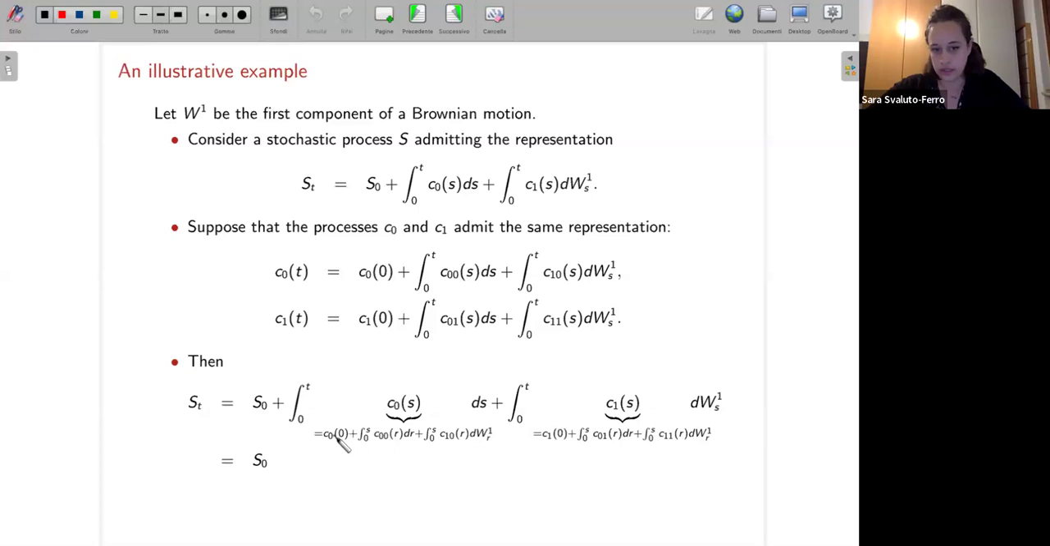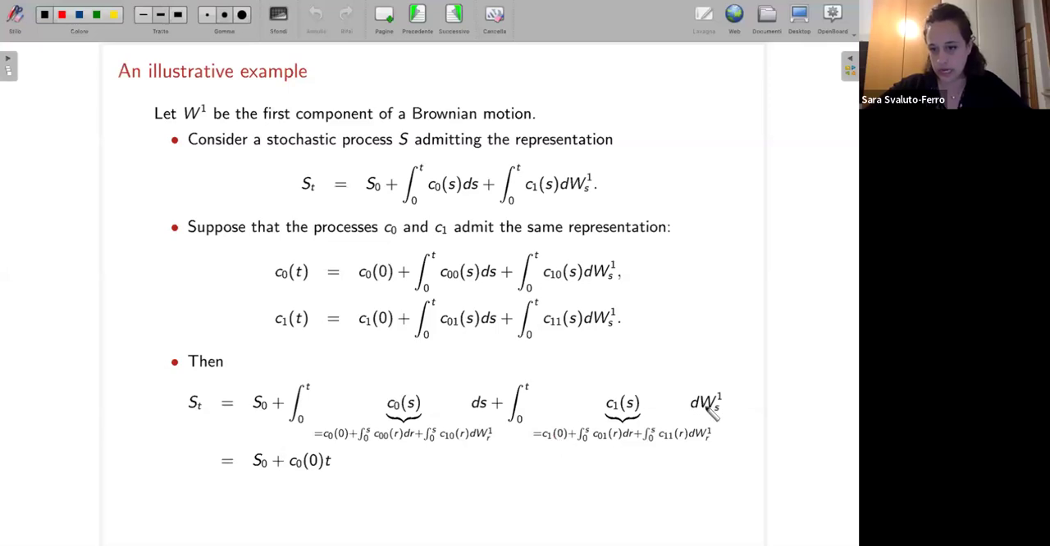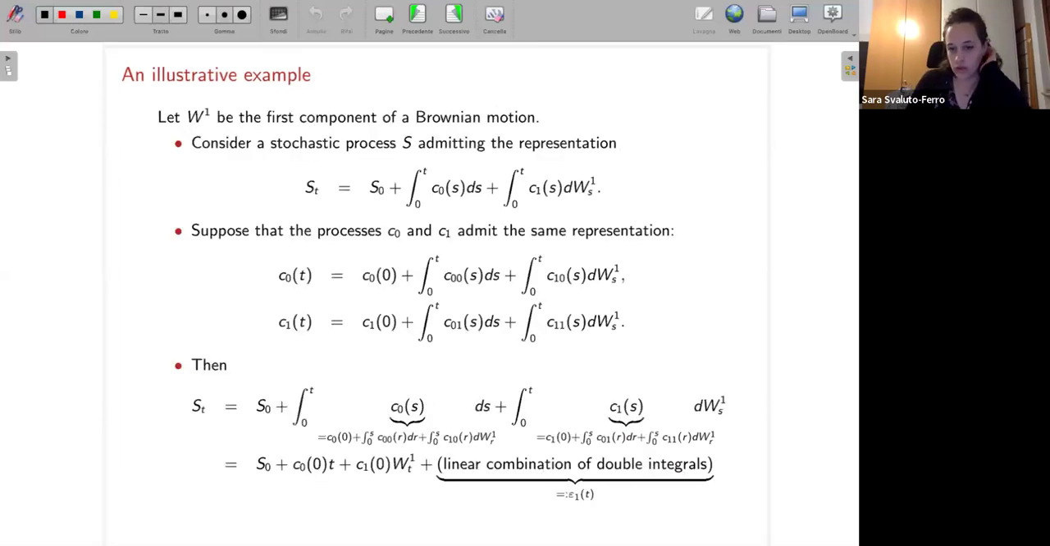Then you have C0,0 times t, and C1,0 times Brownian motion. Everything else are double integrals: time and time, Brownian motion and time, Brownian motion and Brownian motion. So a linear combination of double integrals. What we have here is a linear combination of the signature up to level 1 of time and Brownian motion, and here we have double integrals.